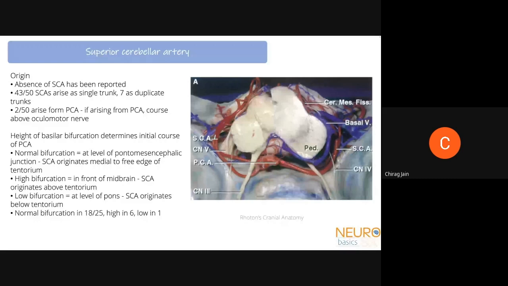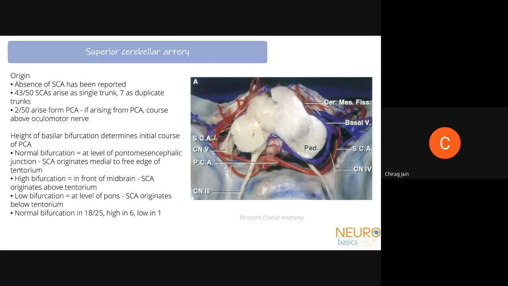The height of this basilar bifurcation will determine what is the relationship of this SCA to the tentorial edge. Will it be above the tentorium or below the tentorium? The normal bifurcation of the basilar artery is supposed to be at the level of the pontomesencephalic junction. If this bifurcation is located above that, so if it is located in front of the midbrain, it is a high bifurcation. If it is located below that, in front of the pons, it is a low bifurcation. A normal bifurcation was found in a study in 18 out of 25 cases, and a high one in 6 cases. The low bifurcation in front of the pons is found only in 1 case.